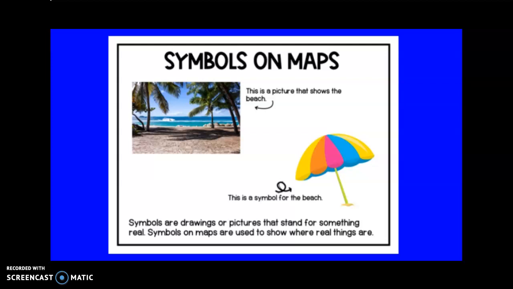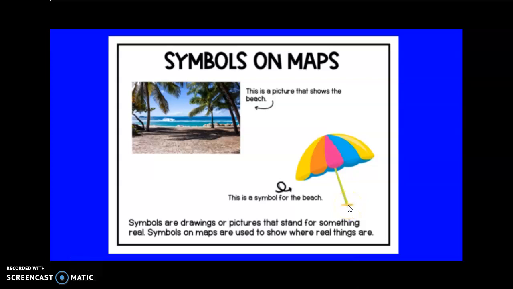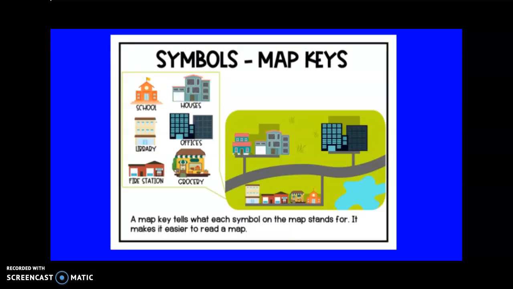So if I was looking at a map and I saw my little symbol for the beach, my little umbrella here, then I would know that at that spot is where the beach is. Symbols have what we call map keys. A map key tells what each symbol on the map stands for. It makes it easier to read a map.